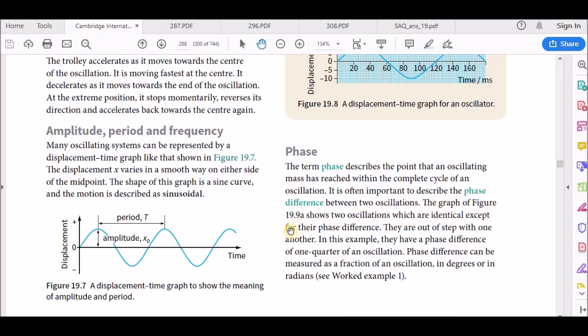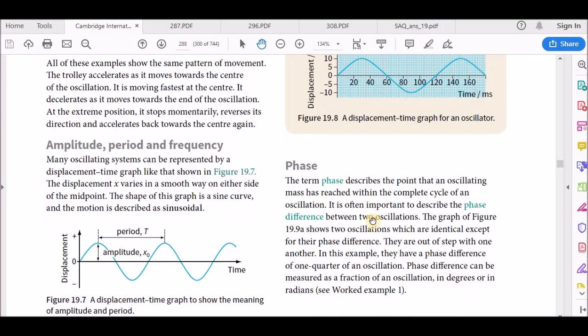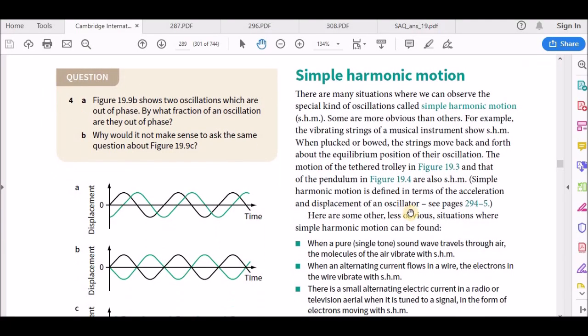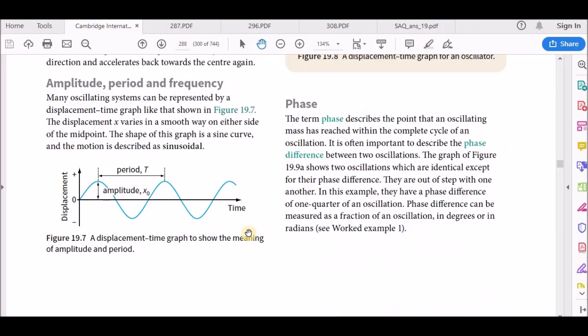The graph of figure 19.9a, that is on the next page, shows two oscillations which are identical except for their phase difference. We'll have a look at that one. Figure 19.9a shows two oscillations which are identical except for their phase difference. They are out of step with one another. In this example, they have a phase difference of 1/4 of an oscillation.